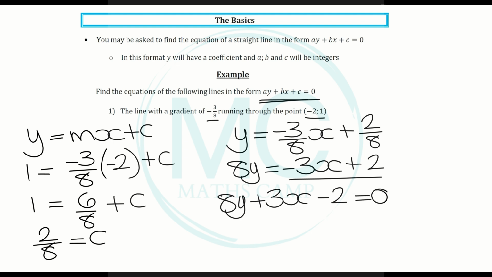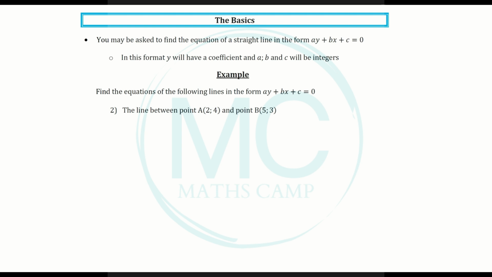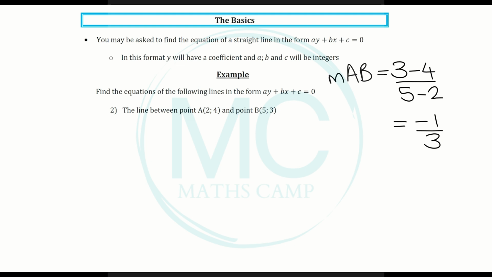Let's do another one. Find the equation of the line between point A, 2, 4, and point B, 5, 3. Let's start by finding m, the gradient of AB. So I'm going to say that m AB is equal to 3 minus 4 over 5 minus 2. And I get negative 1 over 3. This is my gradient. Now I can use this to find c.